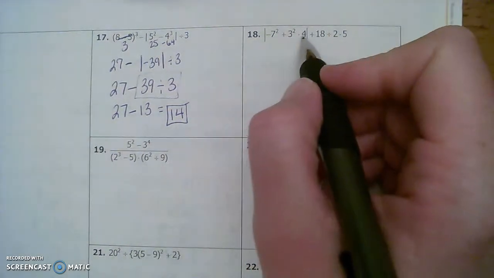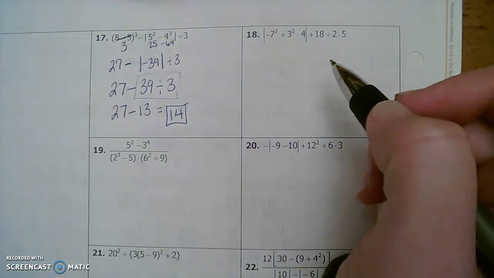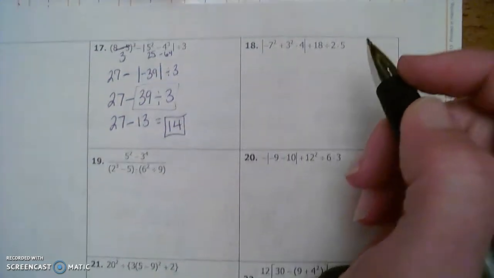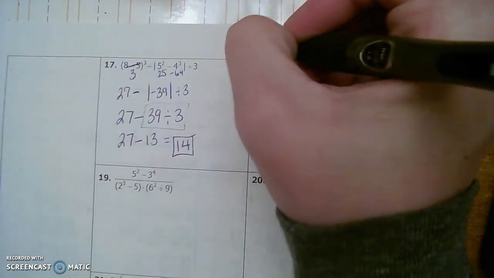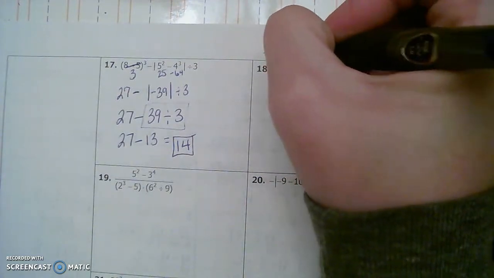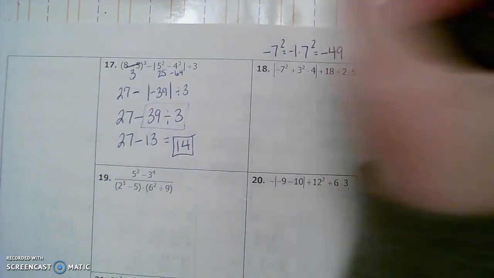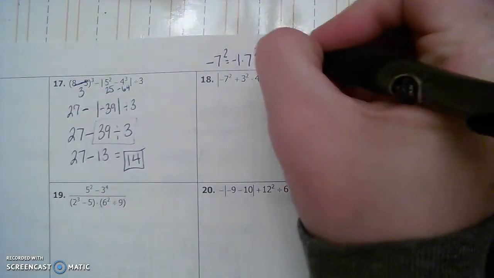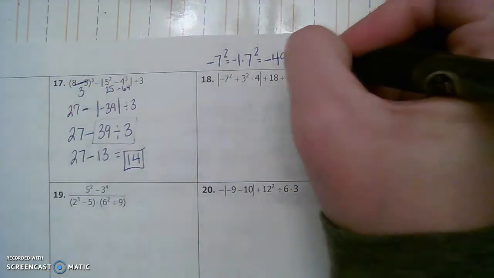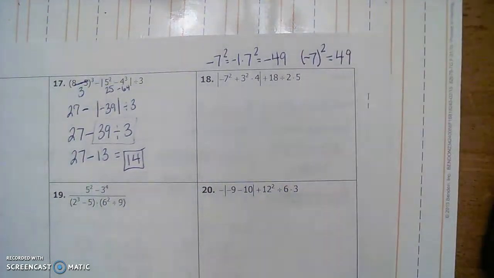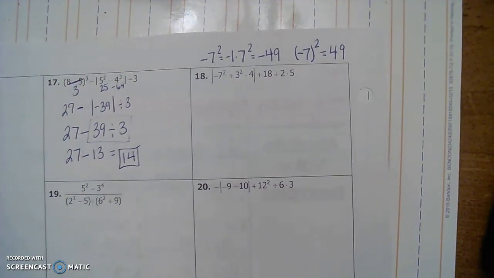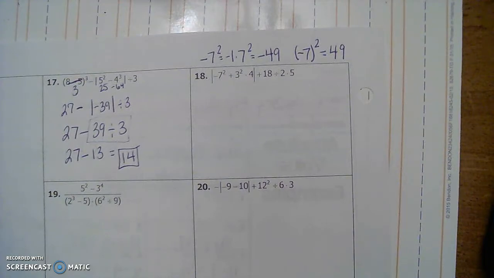For 18, we need to start on the inside of the absolute value. So negative 7 squared, here's where you have to be careful. Negative 7 squared really means negative 1 times 7 squared. So negative 49. Now, if you would have had negative 7 in parentheses squared, that means negative 7 times negative 7, which is positive 49. So it's very important to see the difference as to where the exponent is.